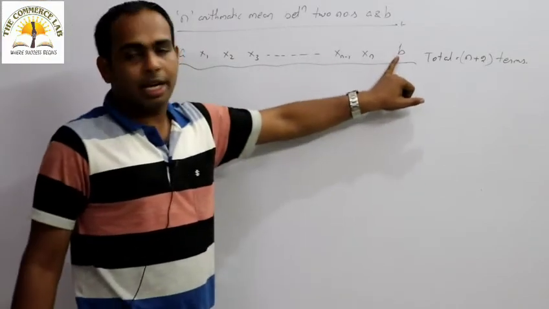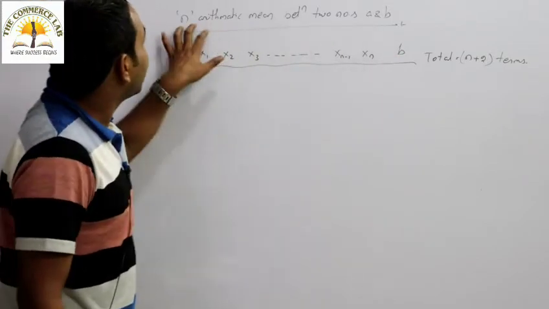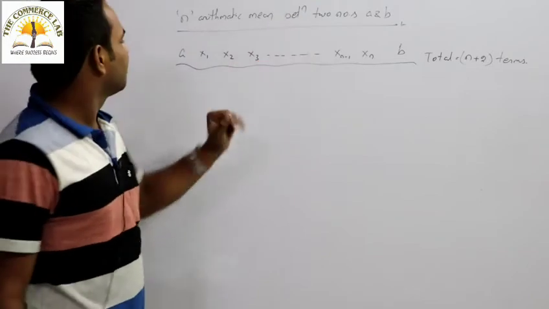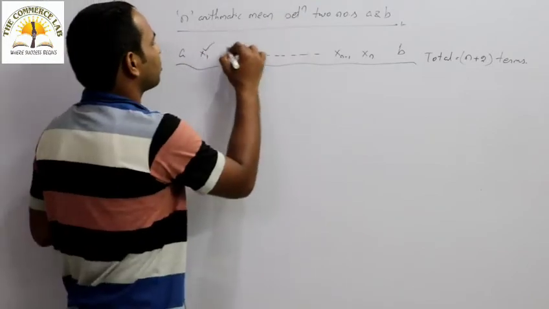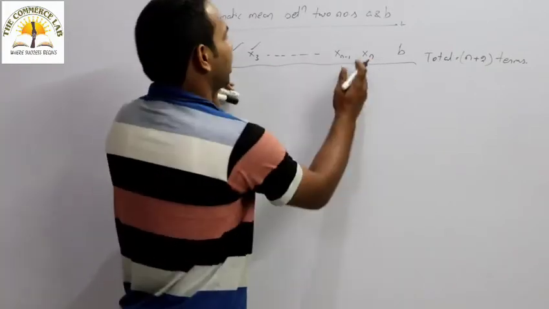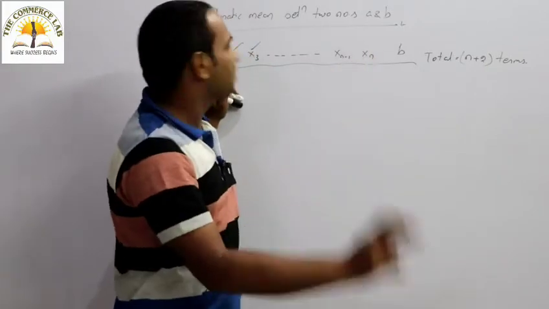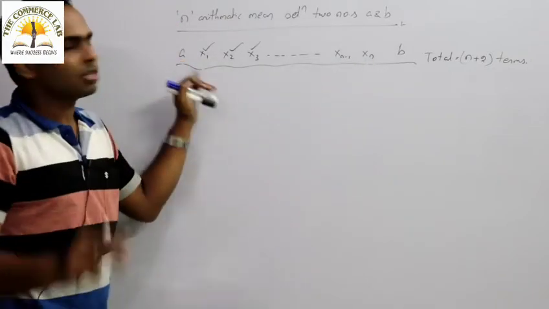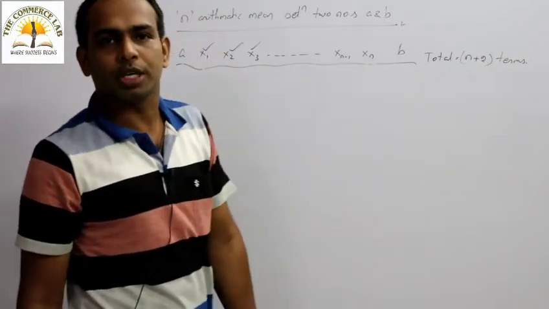a and b are two numbers. Then n arithmetic means we have to calculate. So n arithmetic means: x1 is one arithmetic mean, x2, x3, like xn. So x1 to xn is your n terms. Then a and b are your two terms. So total is your n plus 2 terms.